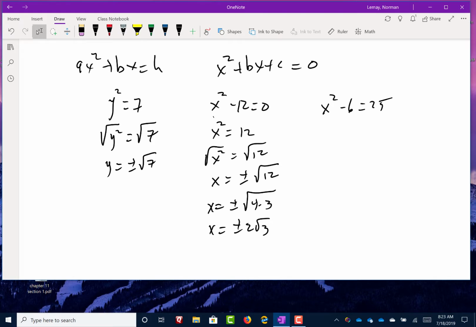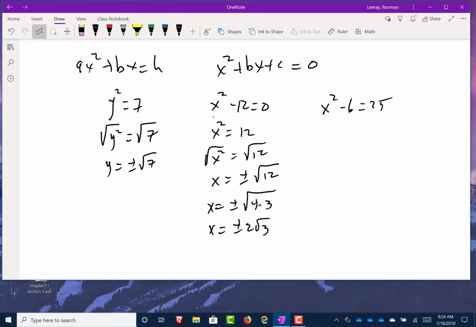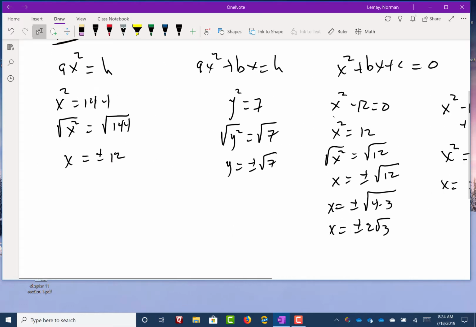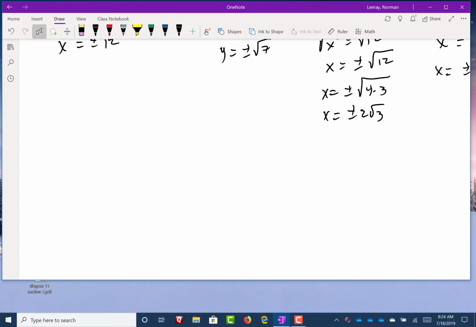All right, for our last example in this series, we have x squared minus 6 equals 25. So again, if we add 6 to both sides, then we get x squared equals 31. And then note, if we take the square root of both sides, we get x equals plus or minus the square root of 31.